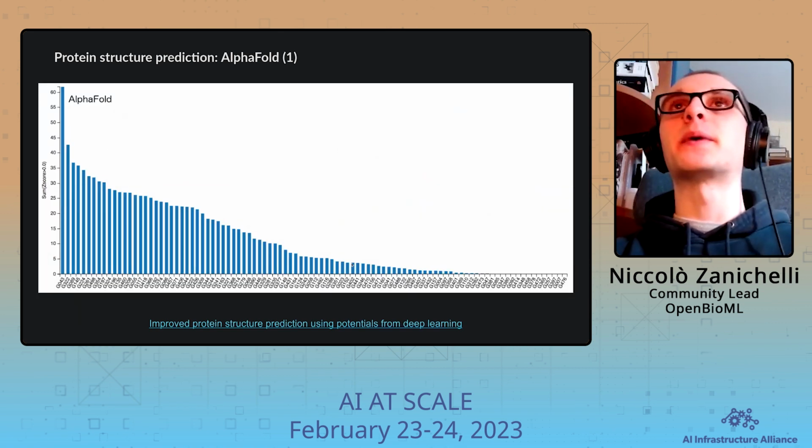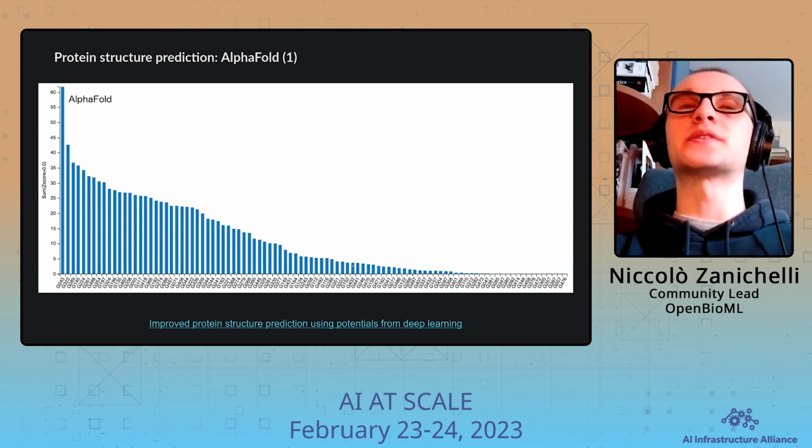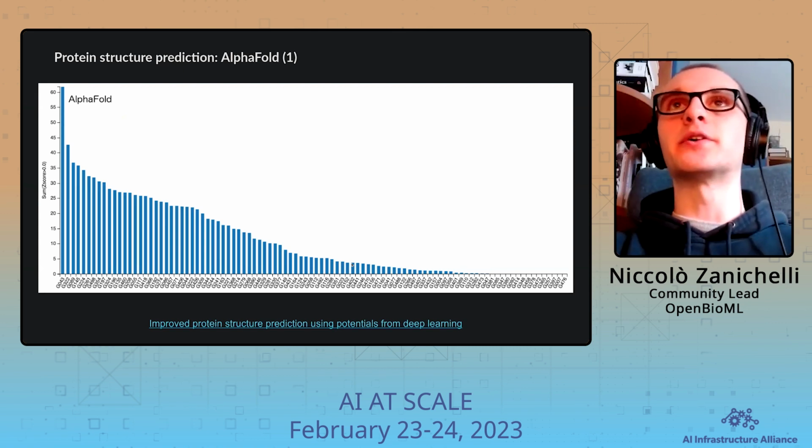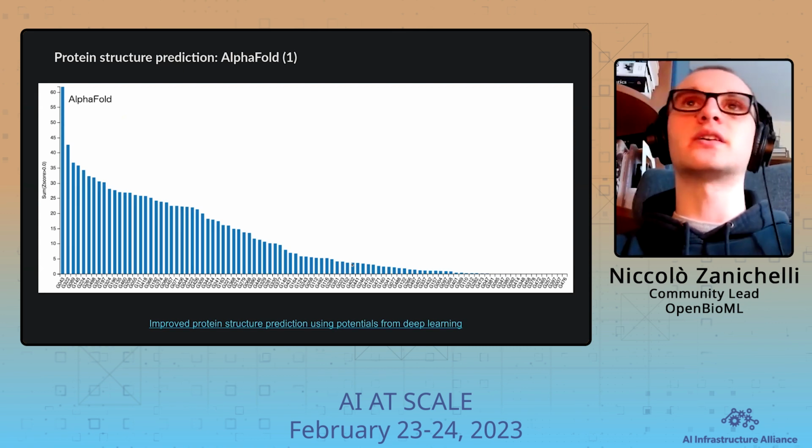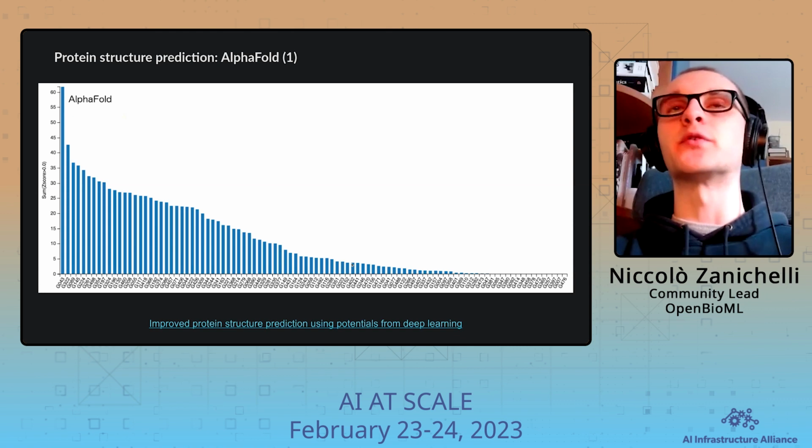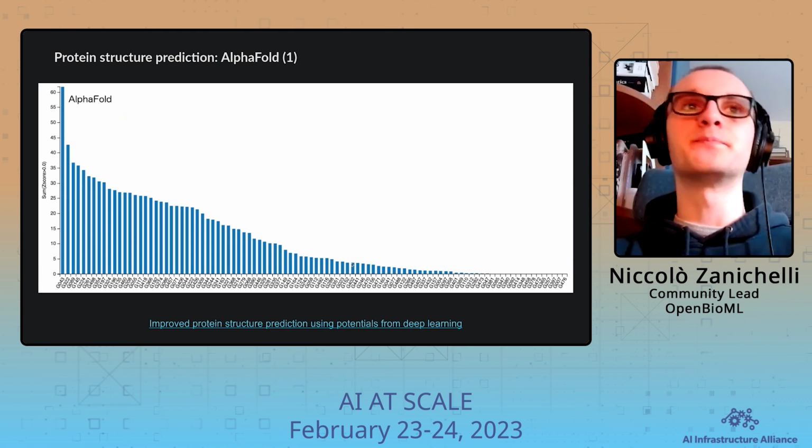AlphaFold 1 participated in CASP 2018, which is the most important competition and benchmark for protein structure prediction research. And in the image, you can see its performance in comparison to all other participants. Without going too much in depth about the specific metrics used, the key point to make is that, as the image shows, AlphaFold 1 was a significant improvement over the state-of-the-art of the field.